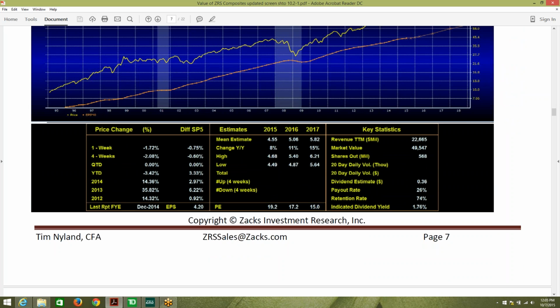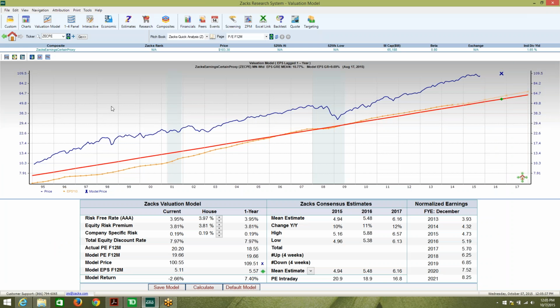And finally, from the Zacks Growth Proxy, the top 75 earnings stable stocks are pulled forward to be included in the aforementioned Zacks Earnings Certain Proxy, representing the highest quality, lowest earnings volatility, large cap stocks on the market, with a proven track record of stable earnings growth through both boom and bust economic cycles.